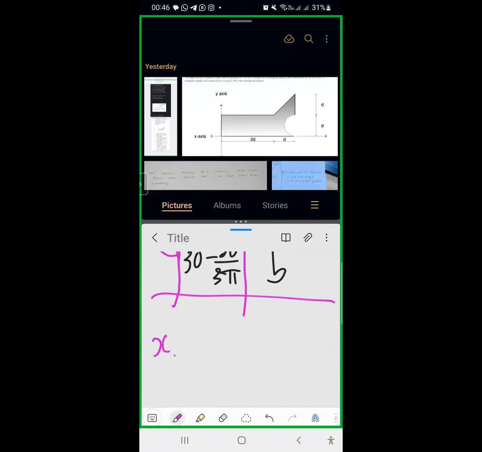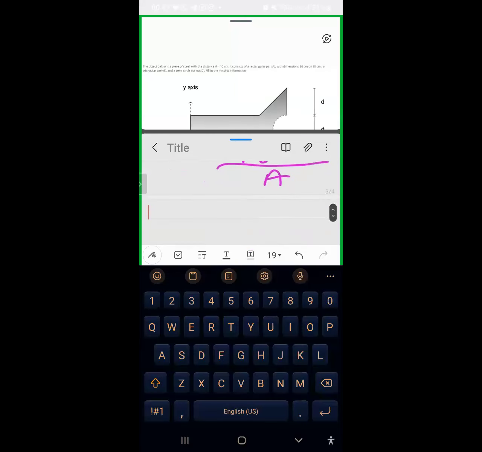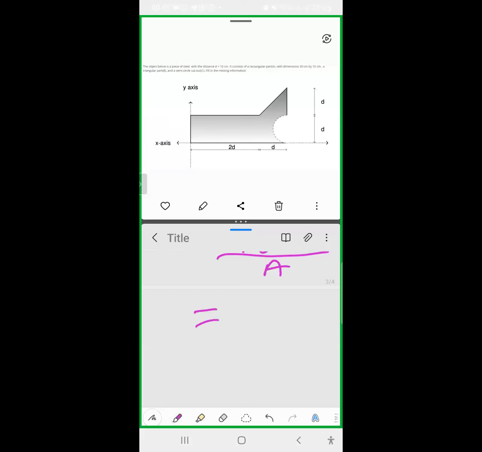So the x center of mass will be given by the area of object A multiplied by the x coordinate of its center of mass, and then the area of B multiplied by the x coordinate of its center of mass, plus the area of C multiplied by the x coordinate of its center of mass, and then divided by the total area. So I'm not gonna write all these values down here. I'll just give the final answer.